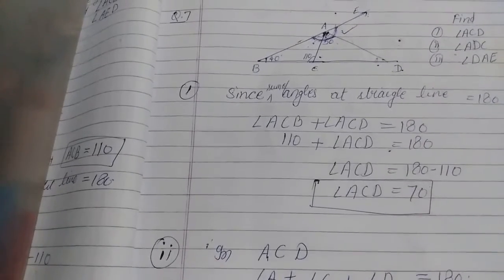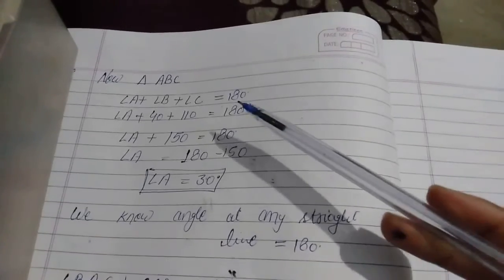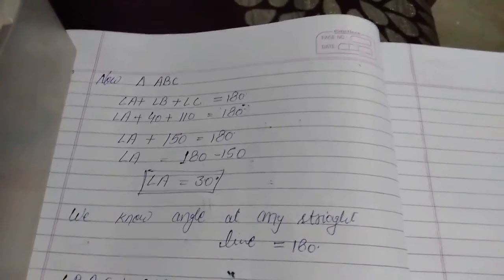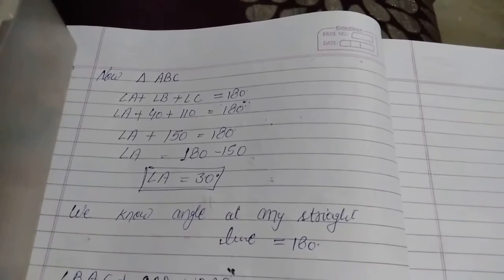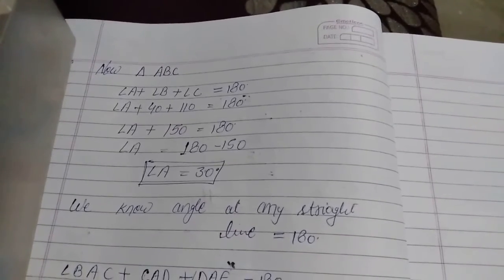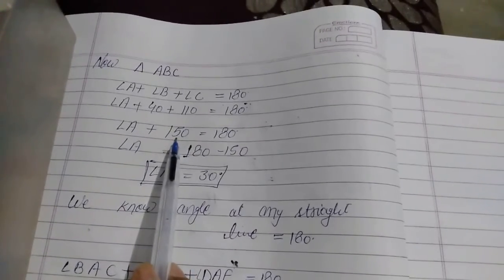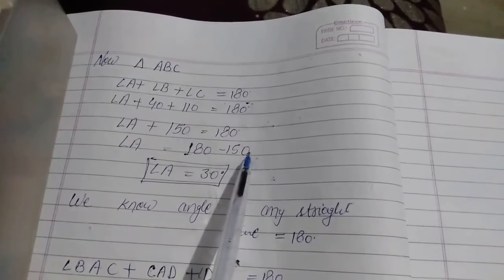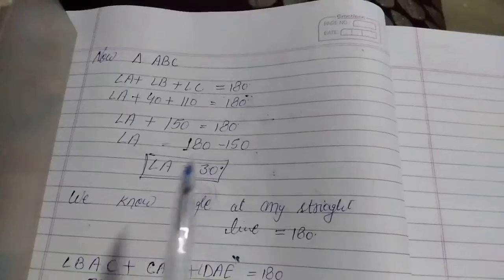Okay, so I am solving here. See, to find angle A, I am taking triangle ABC. So angle A plus angle B plus angle C is 180. A we don't know, but B is given as 40 and C is given as 110. Now 40 plus 110 is equal to 150, and this is 180. Now angle A is equal to 180 minus 150. That means angle A is equal to 30 degrees.